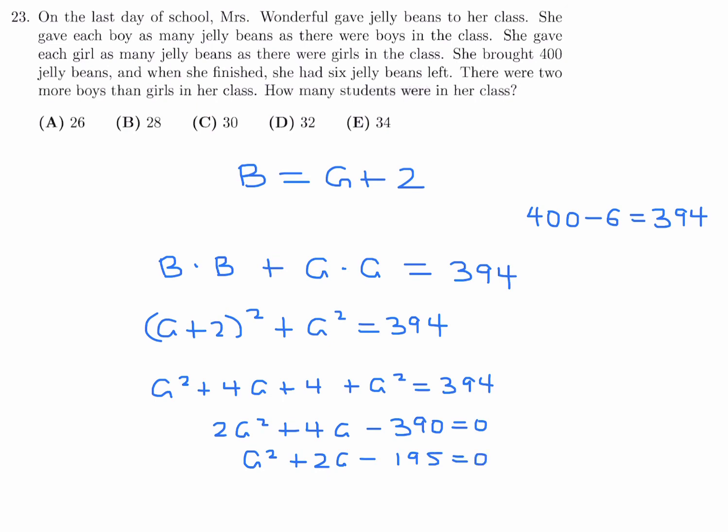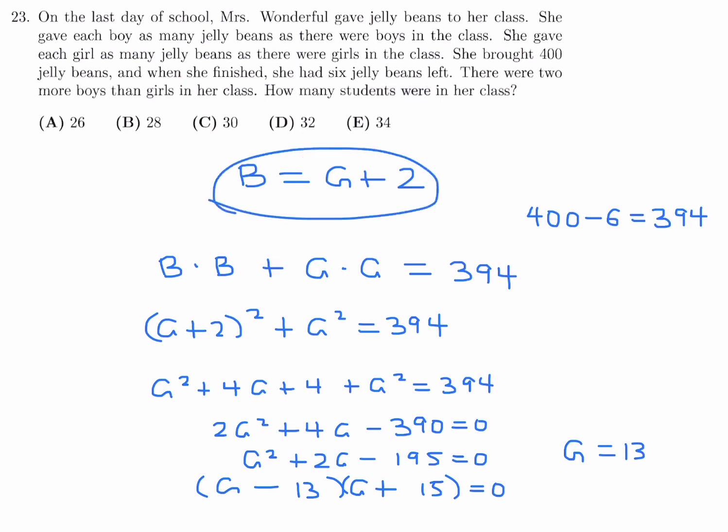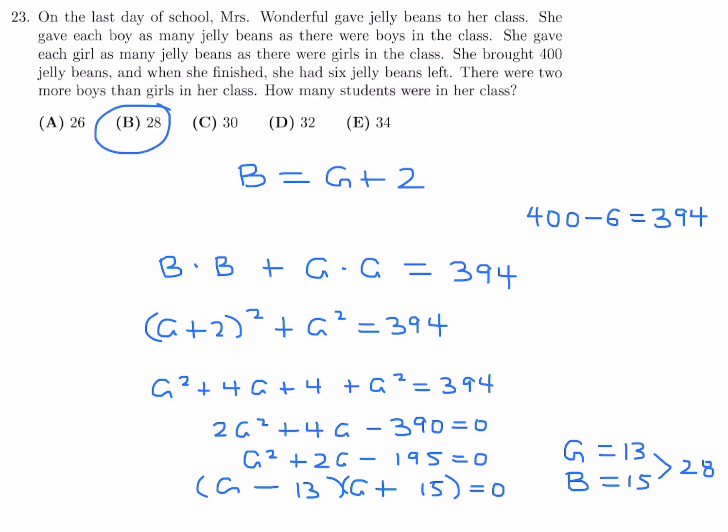And I think this factors pretty well. If you do, you get G equals 13 or 15, plus minus. So therefore, the only positive value for G is 13. And therefore, since B is equal to G plus 2, B is equal to 15. And the number of students in the class is 13 plus 15, which is 28. So number 23, the answer is B.